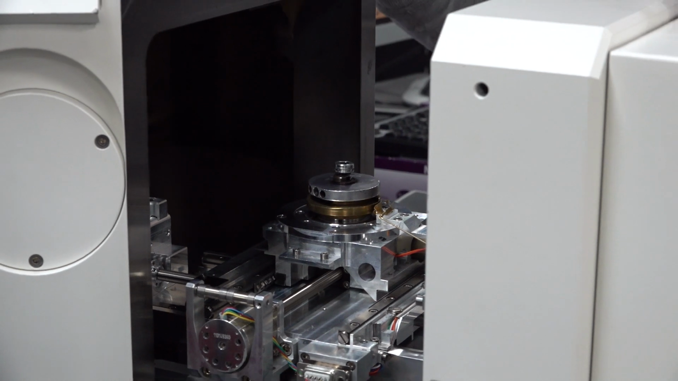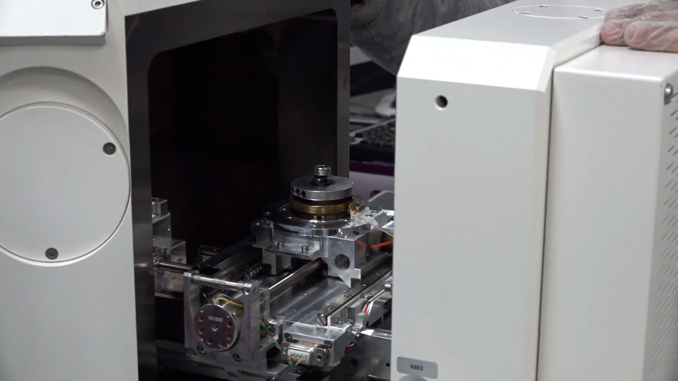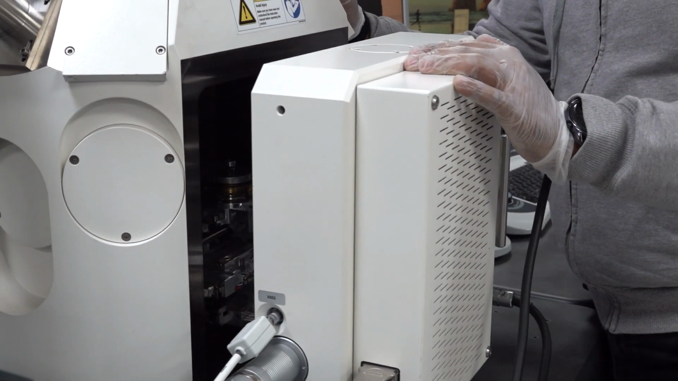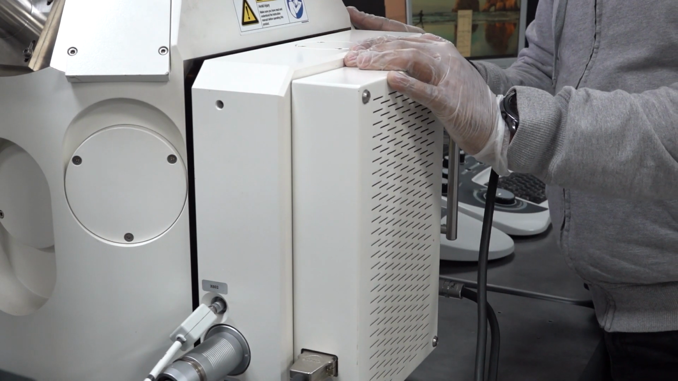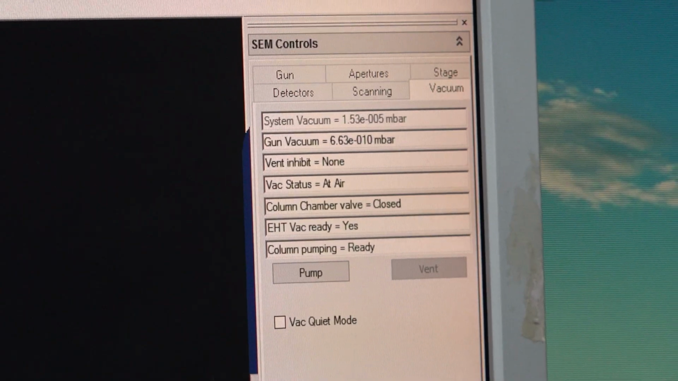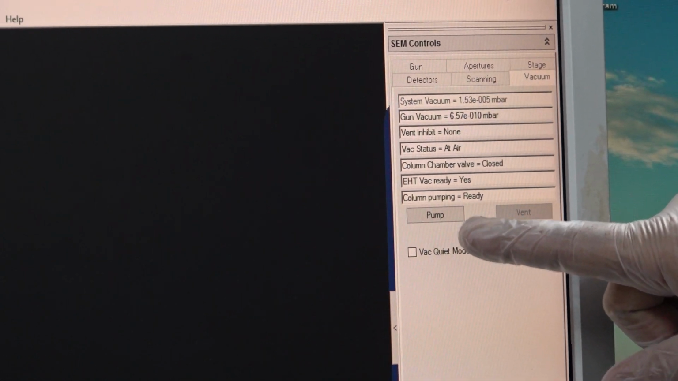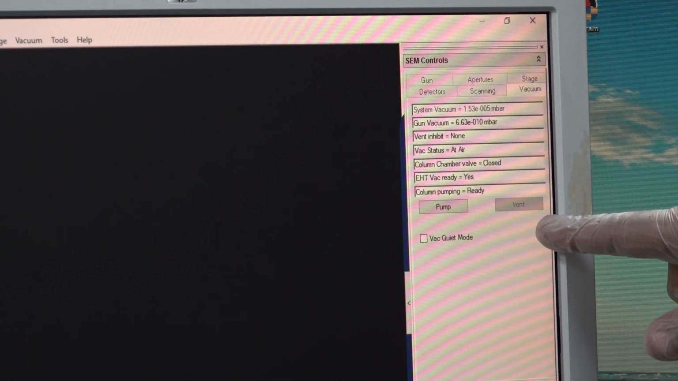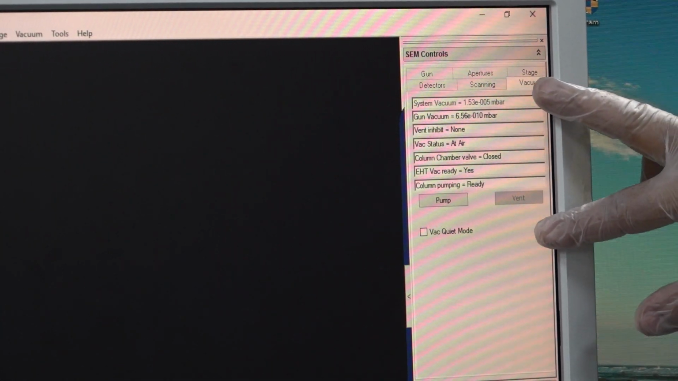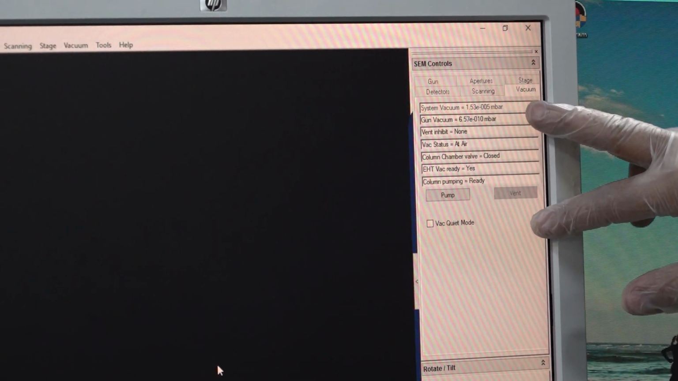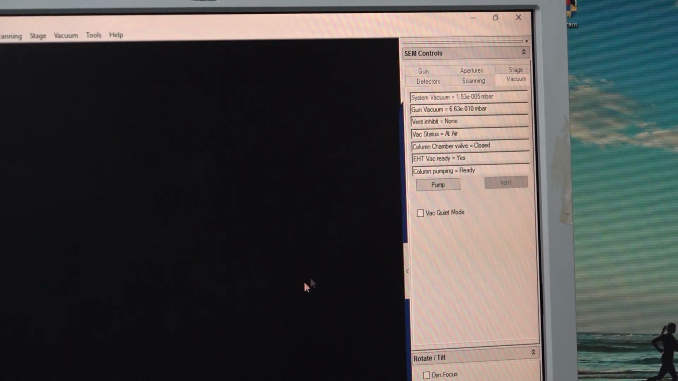So now I am going to pump my system. As you can see, I am slowly pushing the door back. So here I have the pump button. Earlier you saw that I vented the system; now I am going to pump it back to make the system vacuum.